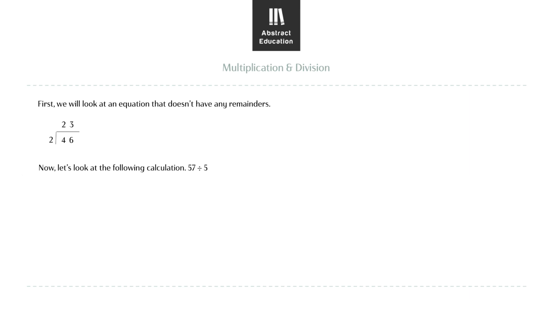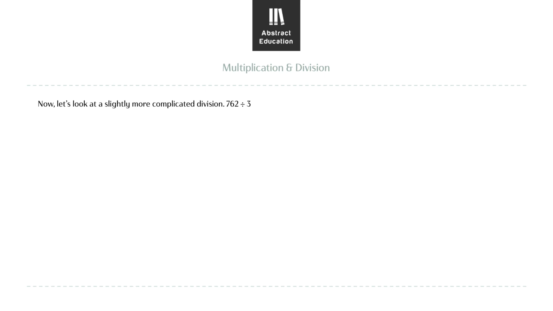Let's look at the following example. 57 divided by 5. We begin with the tens column and 5 goes into 5 once. Therefore, we write 1 in the answer above. Next, we need to work with the units column, which is 7. If we try to work out how many times 5 goes into 7, we know that it will go once, but there will be a remainder. The remainder is 2, and therefore your answer will look like this: 11 remainder 2.